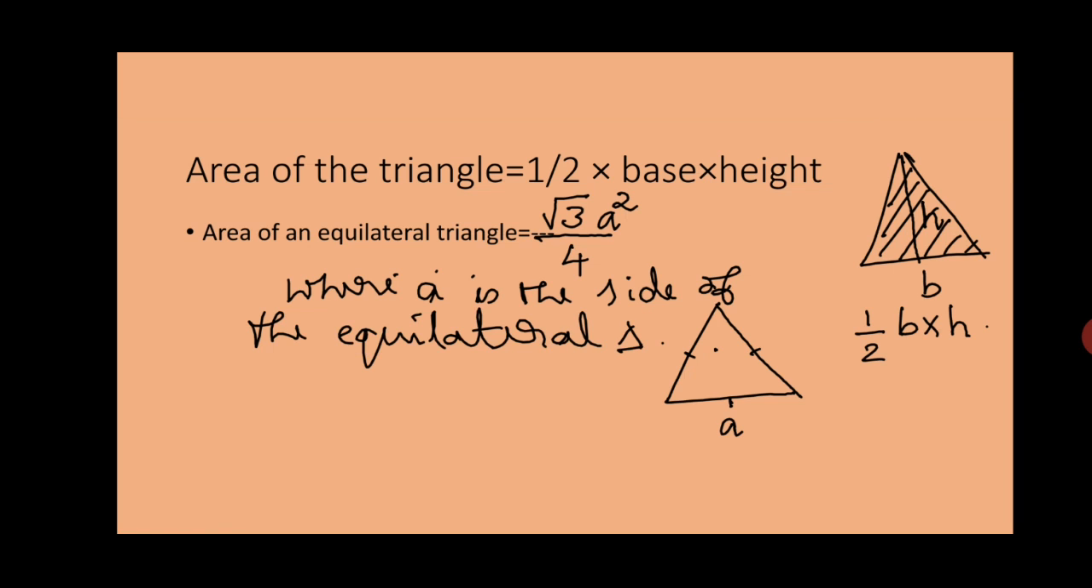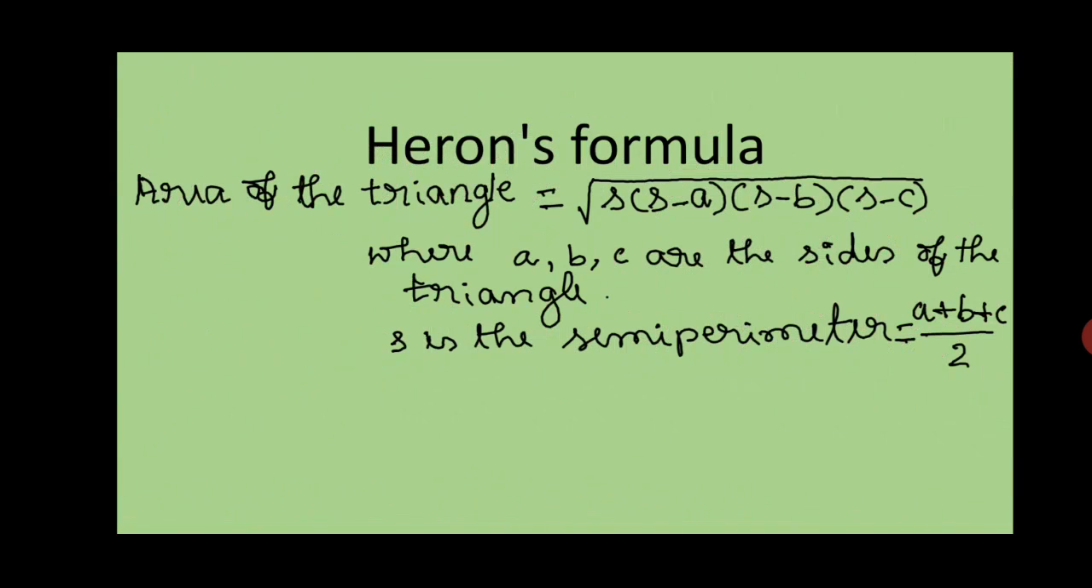Now, can you say how to find the area of the triangle without knowing its height? If you don't know, or it is impossible to find the height of the triangle, how can you find its area? Yes, it is possible, and it is given by Heron's formula. Area of the triangle is equal to square root of s into s minus a into s minus b into s minus c, where a, b, c are the sides of the triangle and s is the semi-perimeter.